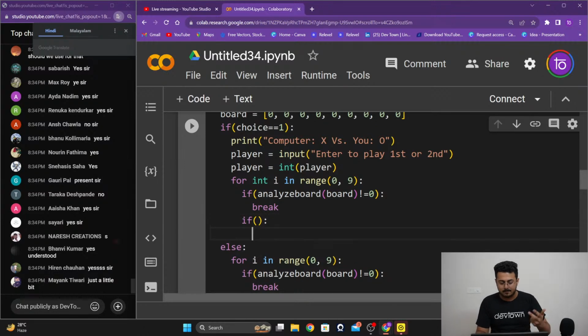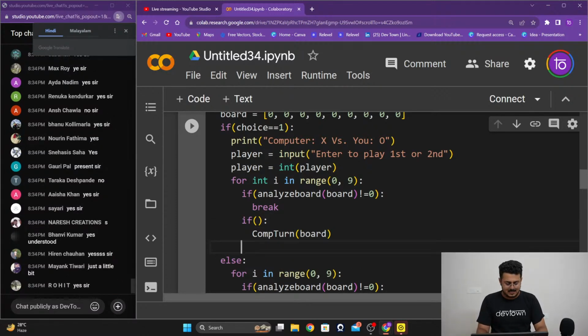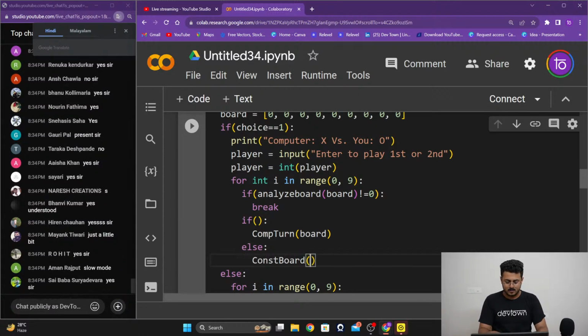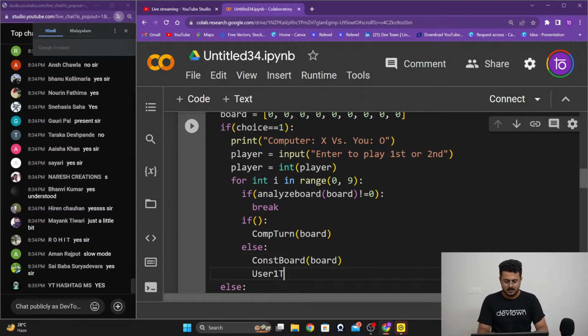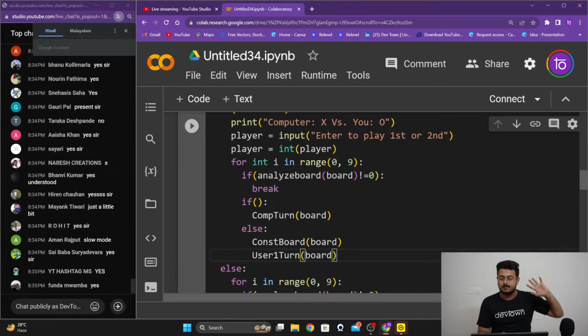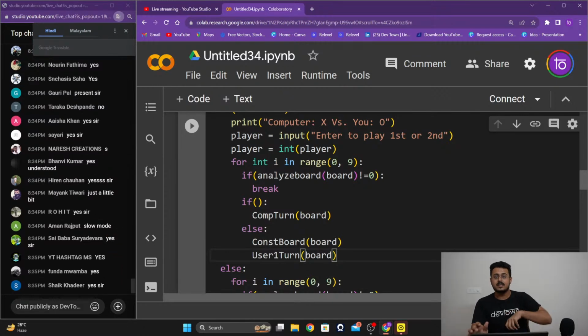If something happens, then it should be the computer's turn, comp turn, board, and else it should be const board, board, and then user 1 who are in turn. The board. Okay, so I've done this, that if something happens, so alternatively it will be happening, right? First the computer or first the player, then the particular player or the computer. So it will be alternate.